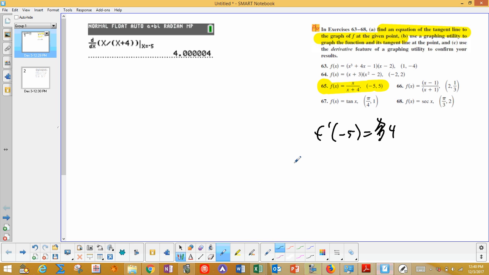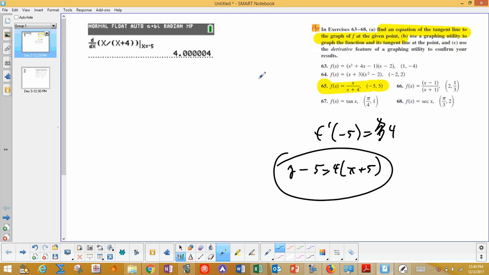Okay, and then I just have my equation. So I have y minus 5 equals 4x plus 5. And that's the equation we're taking to the curve. Okay, so that's just how I found f prime of negative 5.